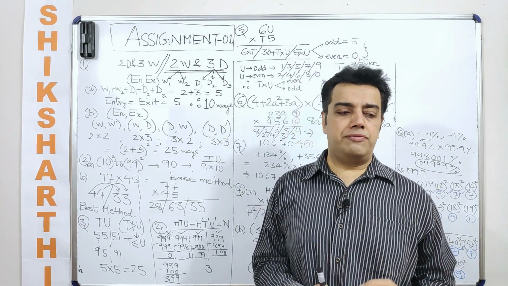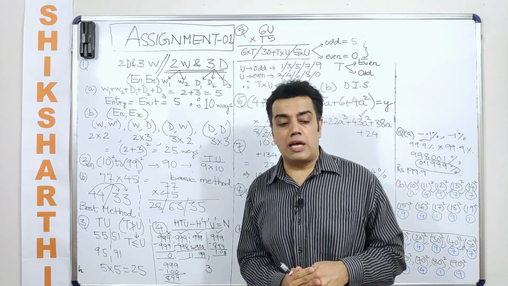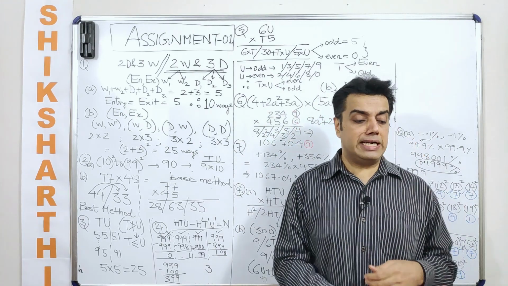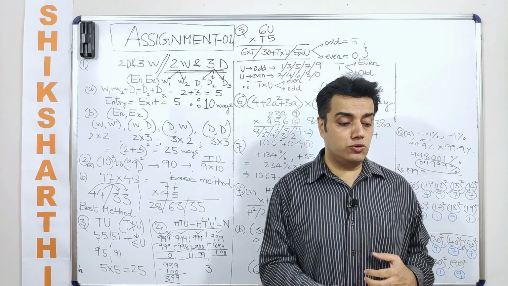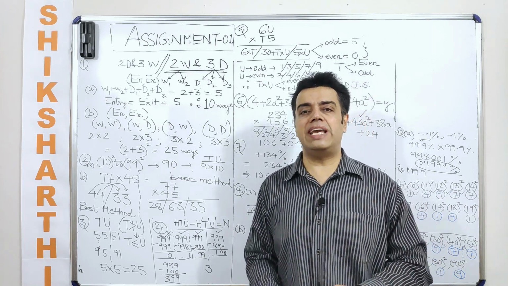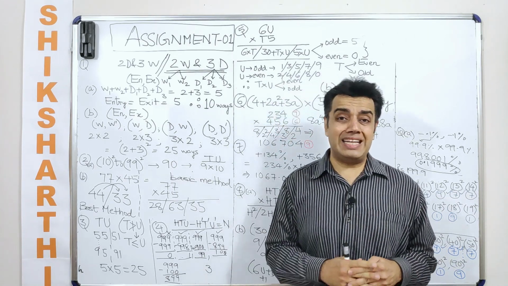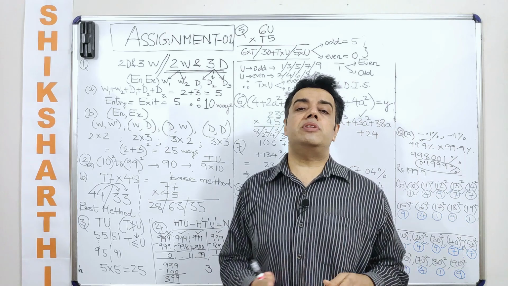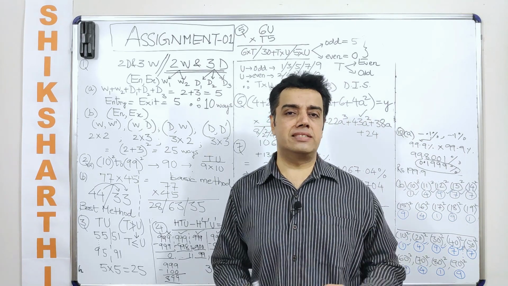So there are 2 parts. The first part talks about in how many ways can a thief standing outside enter or exit the room. This is the first part. And the second part is, in how many ways can the thief enter and exit.